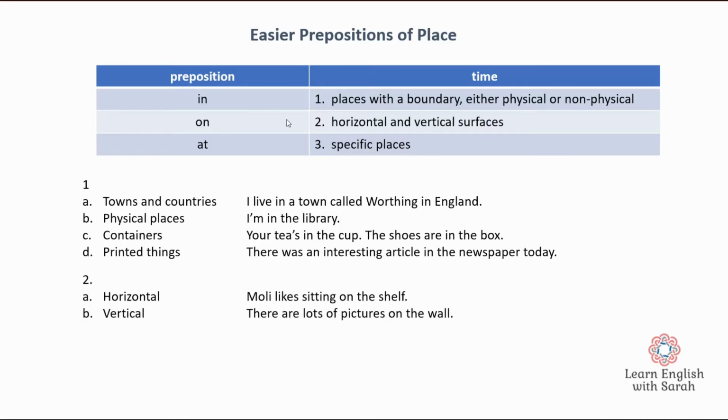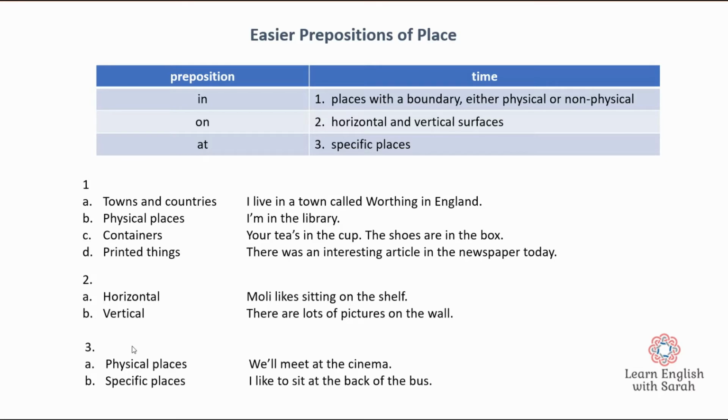Alright, now let's look at number 2. So on. Horizontal surfaces, so surfaces which go this way, basically. Molly likes sitting on the shelf, and I will show you evidence of this later in the video. And vertical is this way, so you have things like, there are lots of pictures on the wall. Finally, at physical places, so we'll meet at the cinema, and then you can actually be very specific, so things like, I like to sit at the back of the bus.